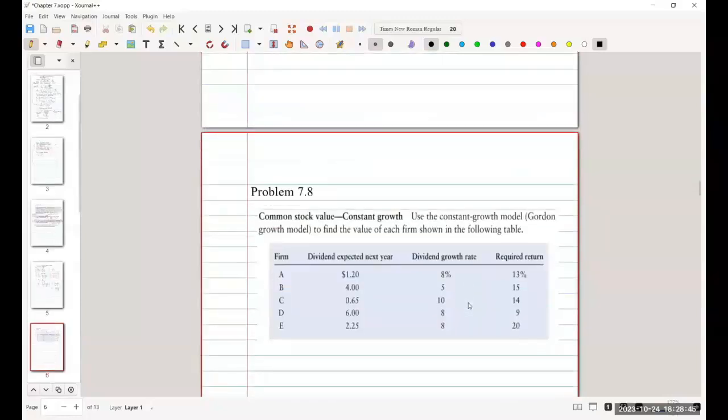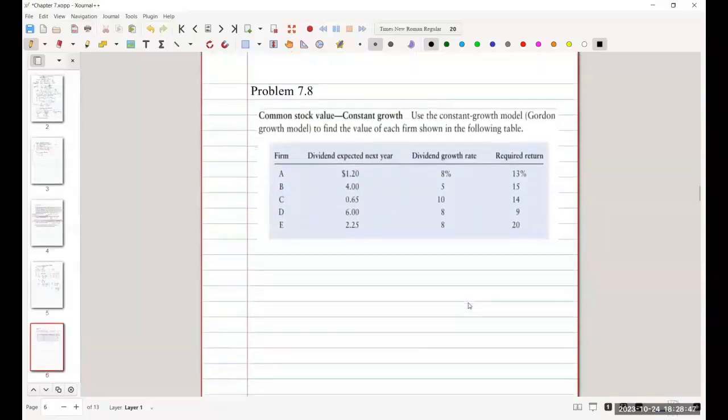Right, so let's move to the next problem. Problem 7.8, again from the end of your chapter. As you can see, it deals with finding the value of a common stock using the constant growth model. There are 5 iterations. I can do 1 or 2 of them with you, and then you can practice one or two right away. Use the constant growth model, or the Gordon growth model, to find the value of each firm shown in the following table.